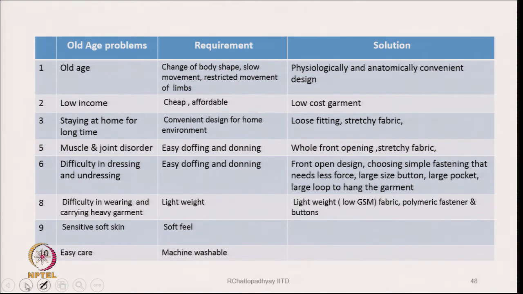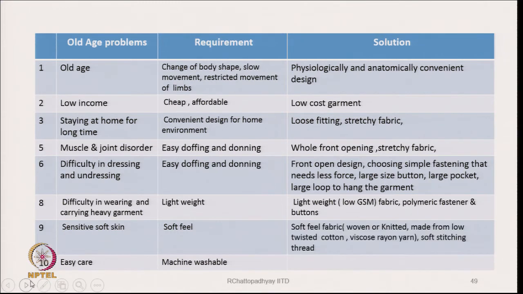Then lightweight. Lightweight means low GSM fabric and polymeric fasteners and buttons, because polymeric materials are basically low density materials. So, overall weight will go down if we go for polymeric fasteners or buttons, not metals. Metals are basically heavy.